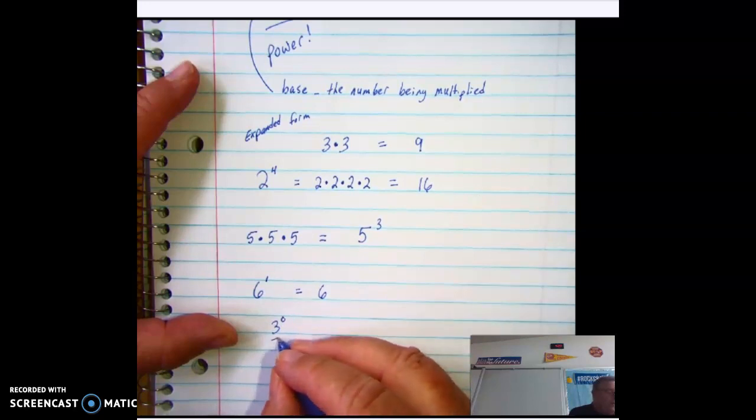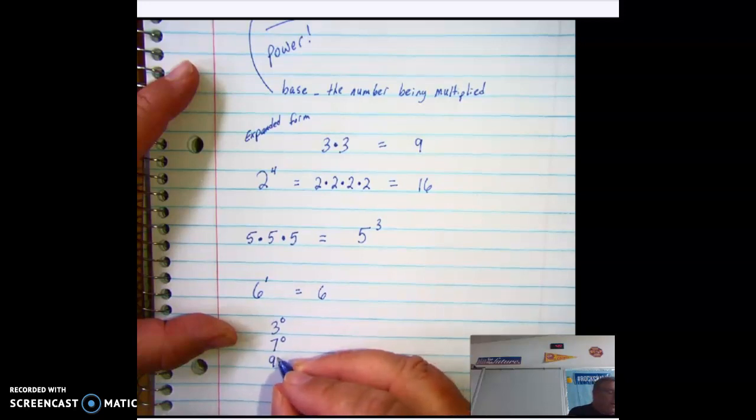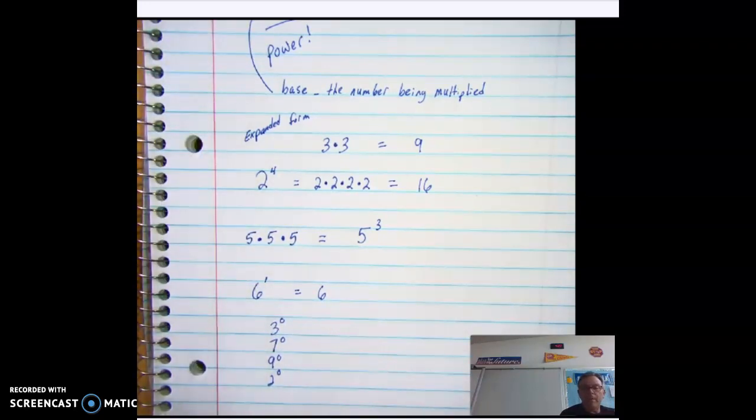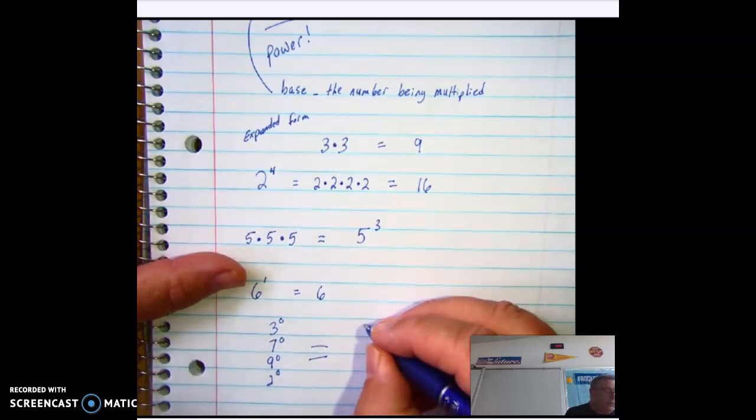One other that I think is really useful to know is if you had 3 to the 0 power, or 7 to the 0th power, 9 to the 0th power, 2 to the 0th power. Believe it or not, all of those equal the same number. What number are you thinking of? Some of you are probably thinking that they all equal 0. But in reality, any number to the 0 power equals 1.